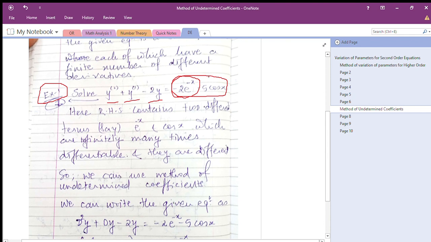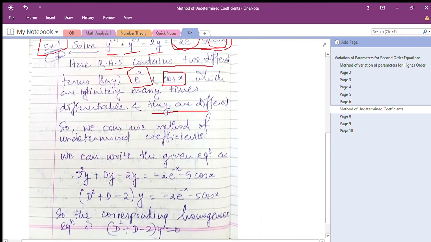Similarly, for 5 times cos x, just consider cos x only. So cos x is also an infinitely many times differentiable function. So here the RHS contains two different terms. First is e raised to minus x and second is cos x, which are infinitely many times differentiable and they are different functions. So let us use the method of undetermined coefficients.